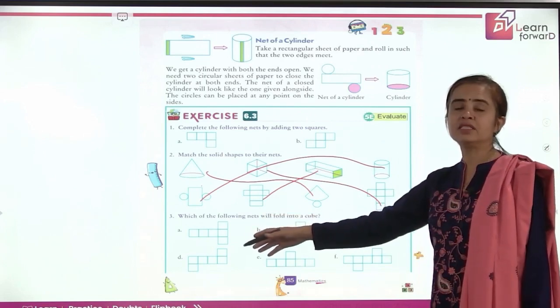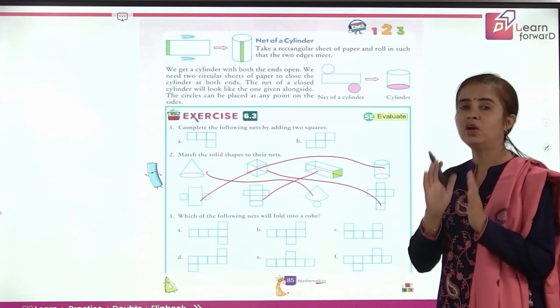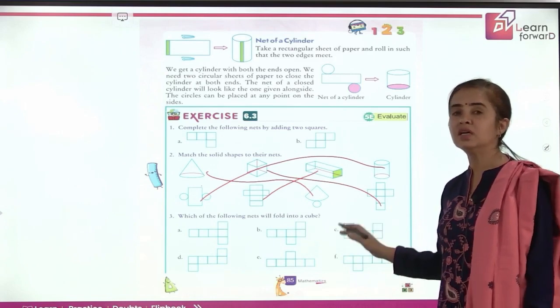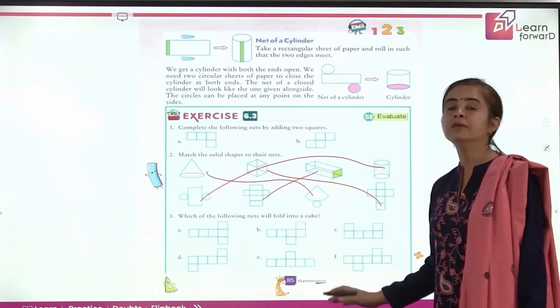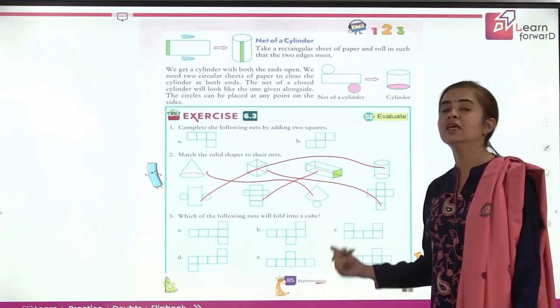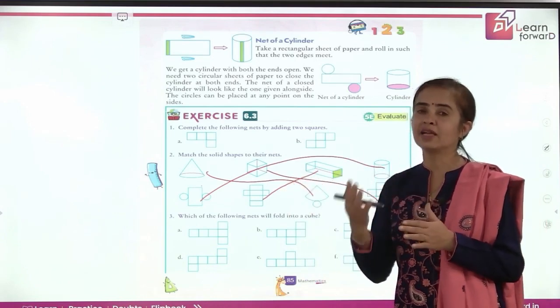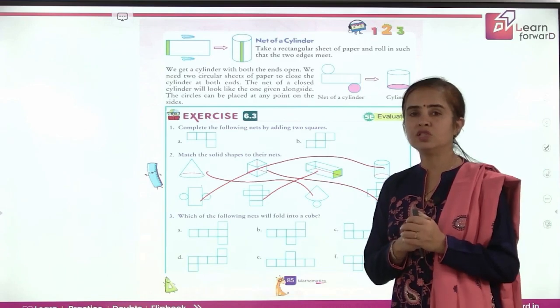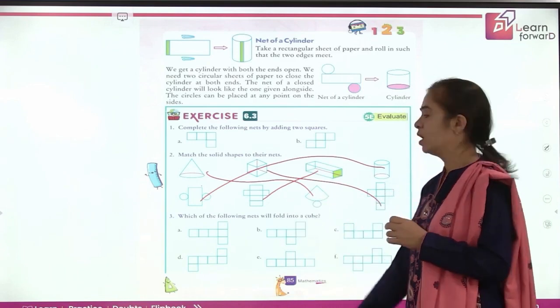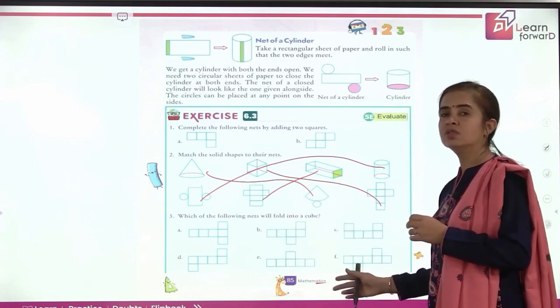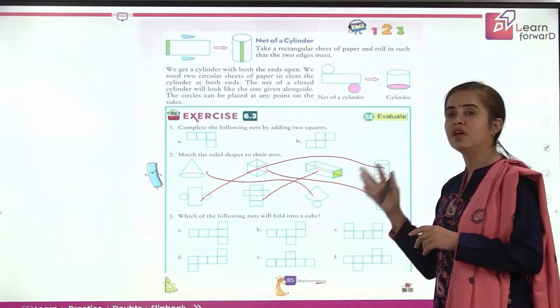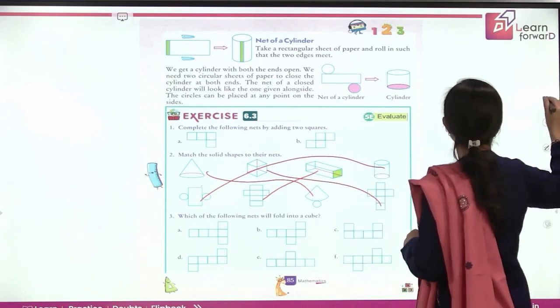Just make these nets, fold them and observe yourselves. You will learn a lot from this practically when you just cut these nets and try to fold them, that which face is actually opposite to each other and how should the net be formed. So just make such cutouts, try to fold them and see where you can make a perfect cube.